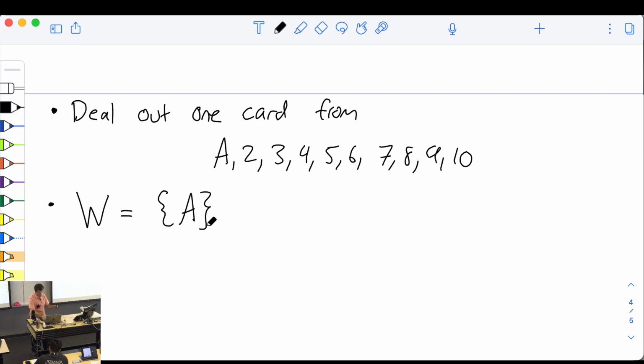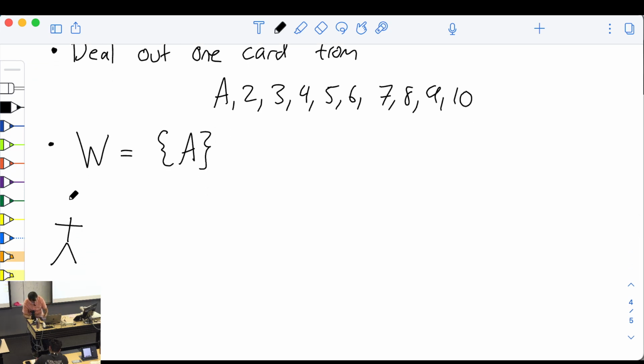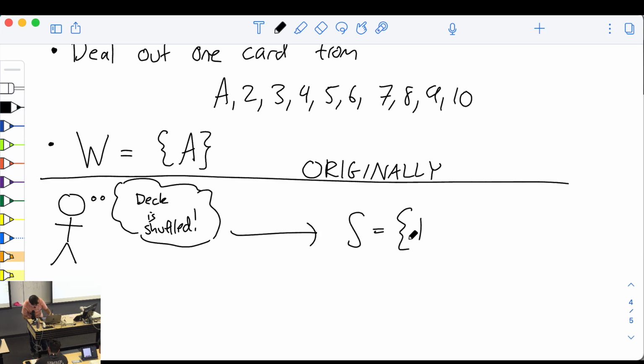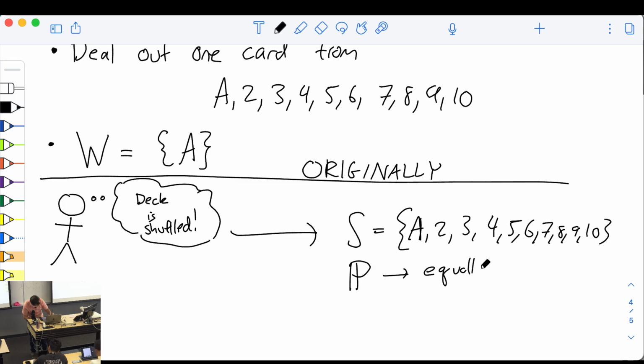All right. And originally, we were thinking like this. We were sitting over here in our little stick figure, and we're saying the deck is well shuffled, and therefore all the cards should be equally likely. So originally, and let me actually draw a big originally, this is before anything sneaky happens. Originally, it looks like this. We see the deck is shuffled, and therefore we come up with the state space, which is exactly the set of cards: ace, 2, 3, 4, 5, 6, 7, 8, 9, 10. And we know it's the equally likely probability rule.